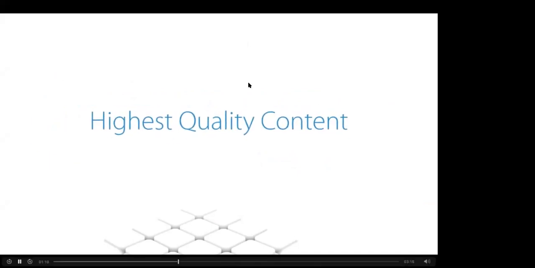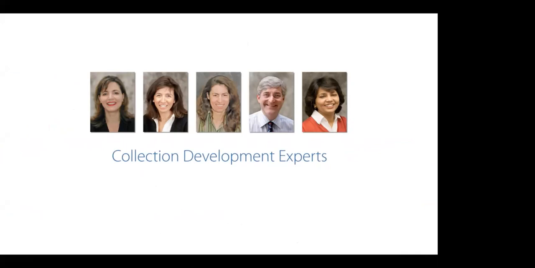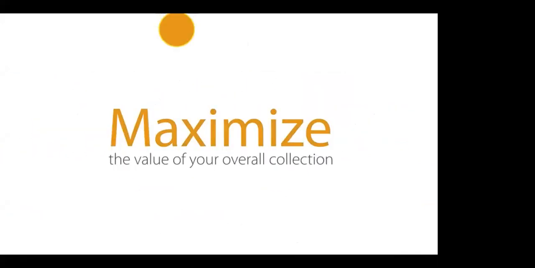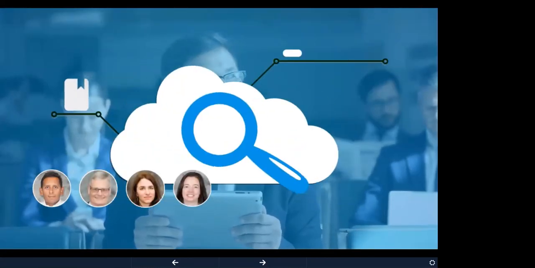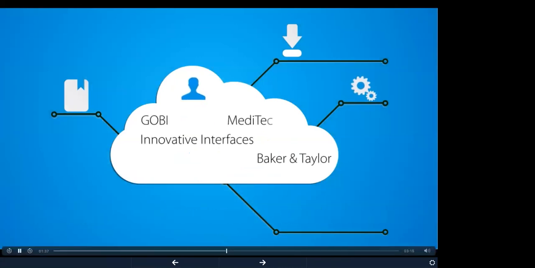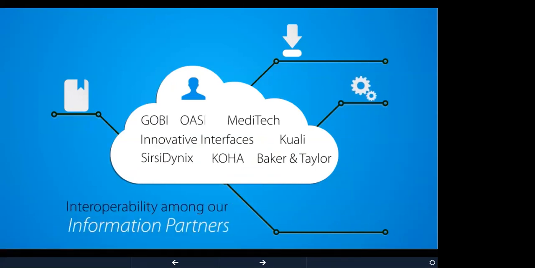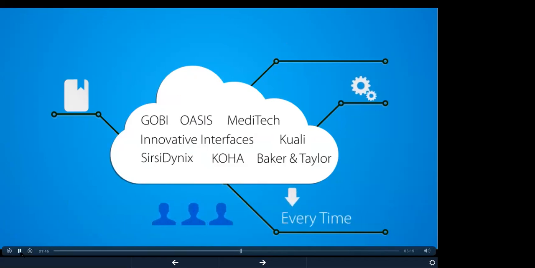These resources are designed so you can provide your users with the highest quality content where and how they need it. From our publisher relations team to our collection development experts, we are always exploring new ways to help maximize the value of your overall collection. Great content must also be easily accessible for users to benefit from it. Our software developers, search experts, and other technologists build flexible, customizable, cloud-based services and APIs that enable interoperability among our information partners to ensure the best possible research experience for every user, every time.